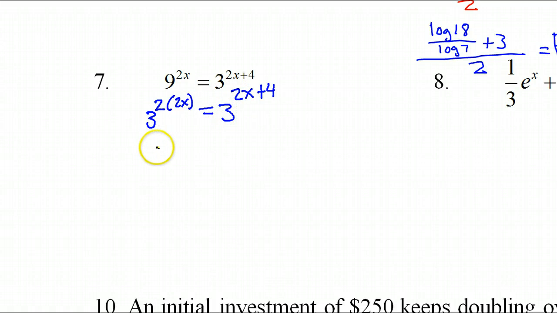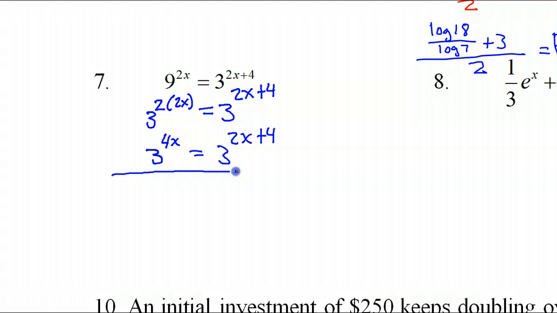So understand that this would be 3 to the 4x power. 2 times 2x is 4x. Is equal to 3 to the 2x plus 4 power. Again, if the bases are the same, then the exponents must be the same. So that means 4x must equal 2x plus 4.